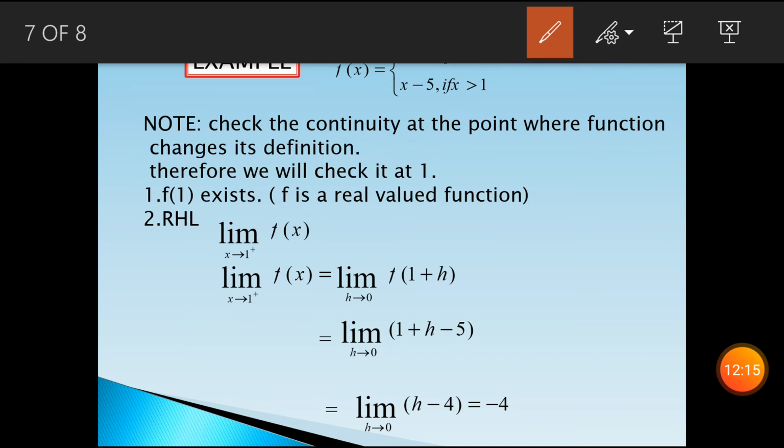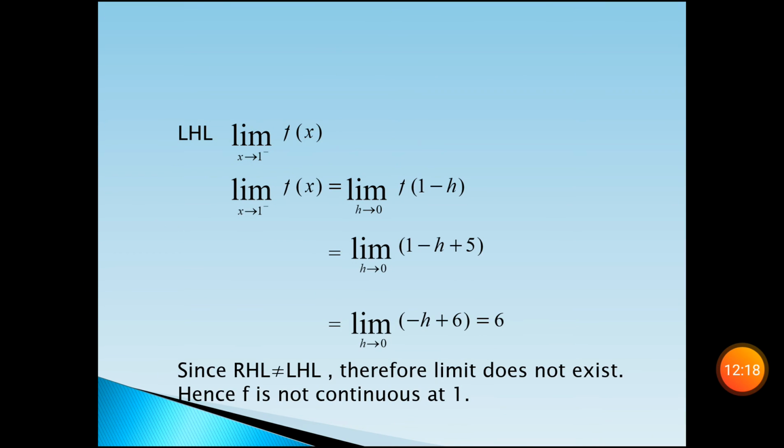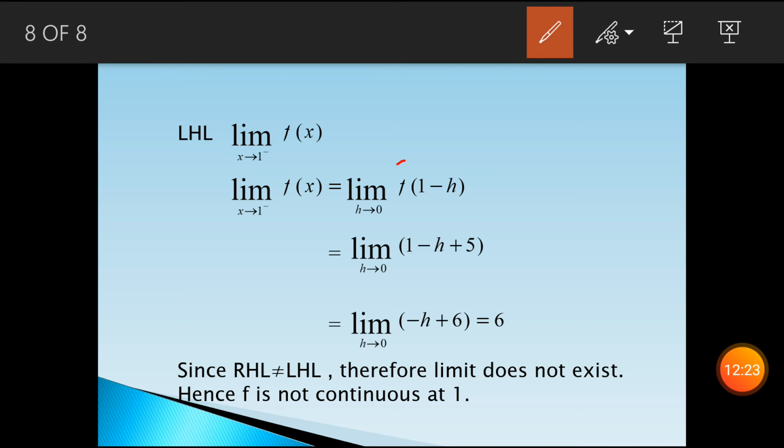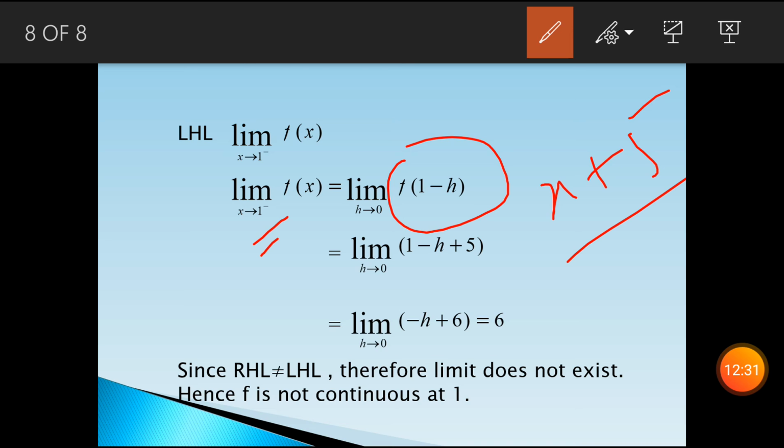Similarly, we are going to find the left hand limit. We solve it the same way. Here we use 1 minus h, and for 1 minus h our function is x plus 5, since for x less than or equal to 1 the function is x plus 5. So we write 1 minus h plus 5, which is 6 minus h, so the result will be 6. The right hand limit was minus 4 and this result is 6. It means our right hand limit is not equal to the left hand limit. Therefore, the limit does not exist.